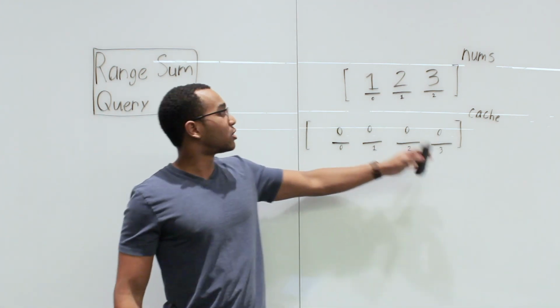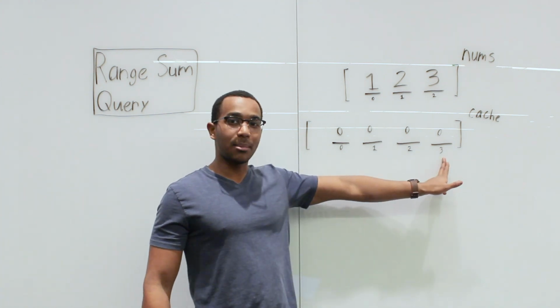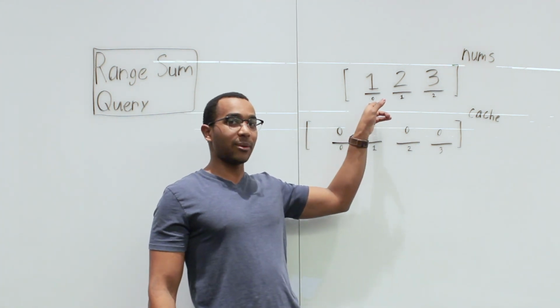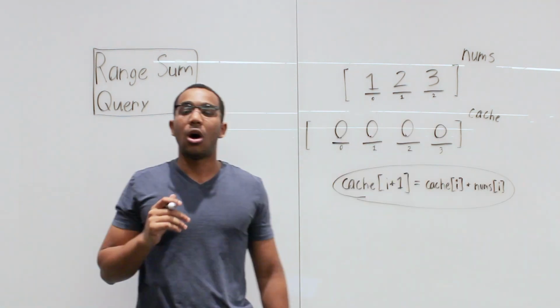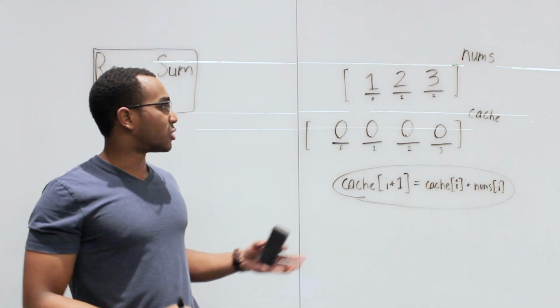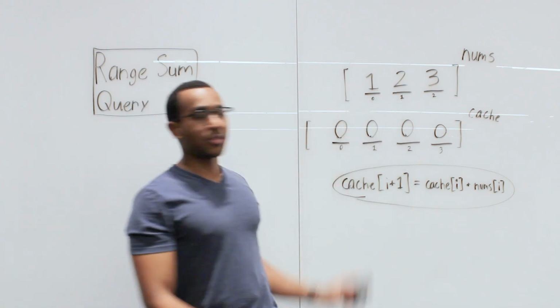The sum here is going to be the sum from the beginning all the way up to this position. The sum here is going to be the sum all the way from the beginning up to that position. So let's populate the cache right now. Okay, so what we're going to do is we're going to put our first iteration right there. We're going to put I right there.